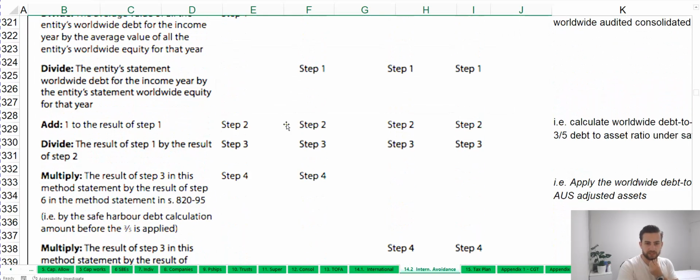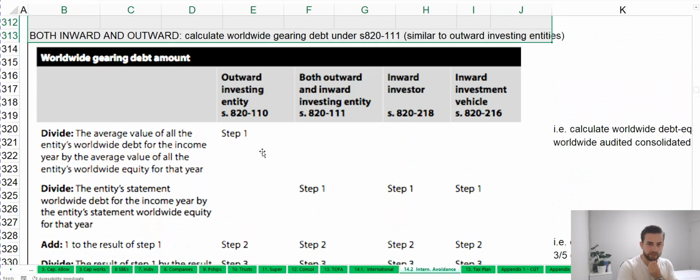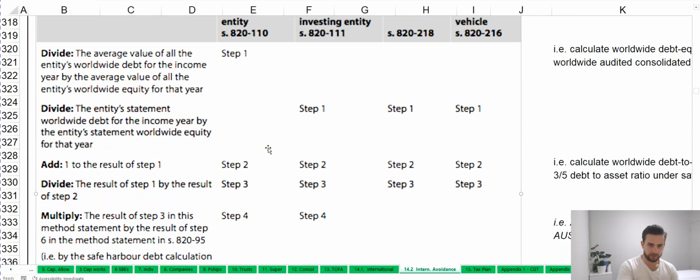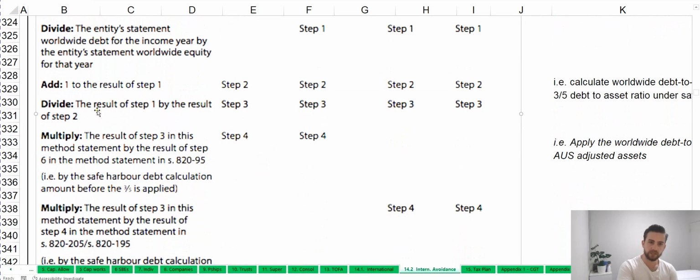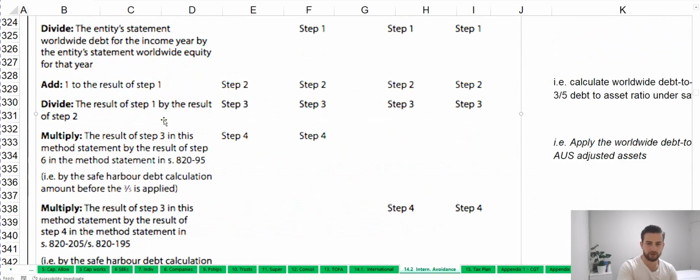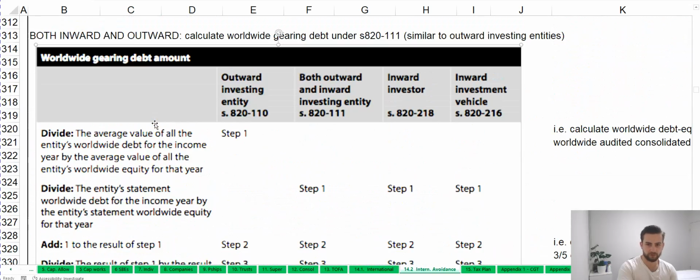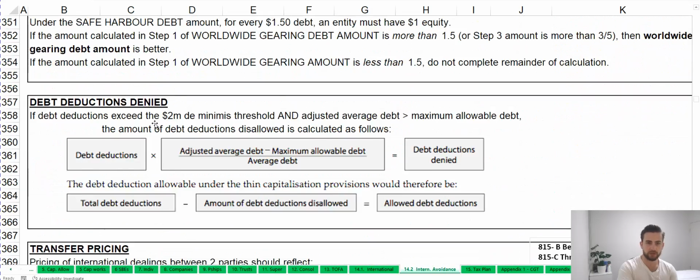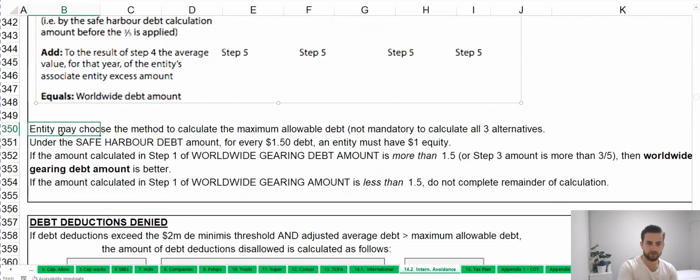But otherwise, here's the process that you follow. Again, categorize it, then go through the steps. Average value of the entity's worldwide debt, add 1 to the result of step 1, divide the result of step 1 by the result of step 2, multiply, and so forth. So the instructions are right there. It doesn't make sense for me to go through in too much detail, so let's move on.